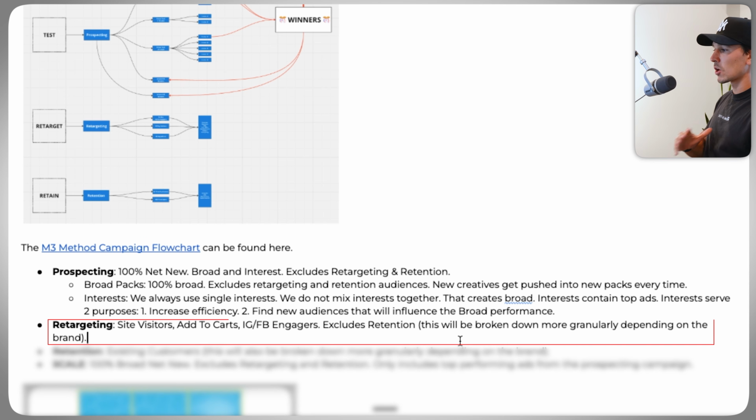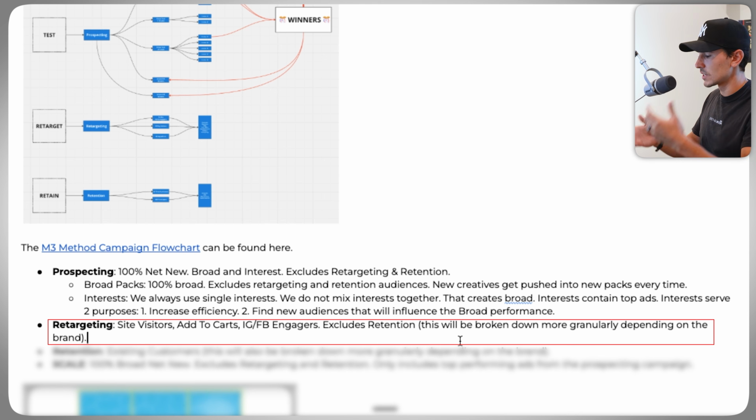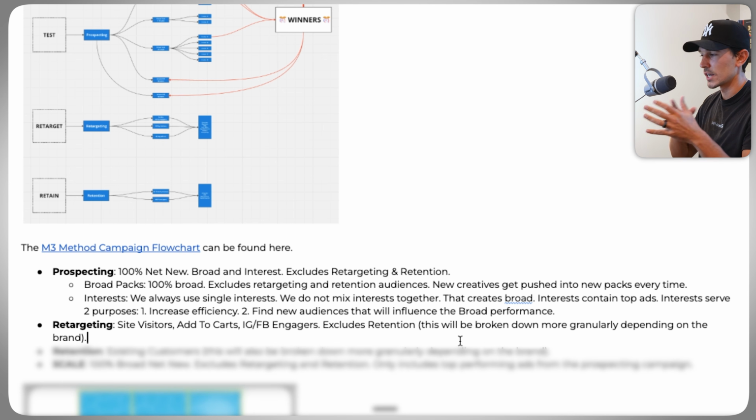The next piece after our prospecting campaign is our retargeting setup. Now, generally speaking, retargeting is going to consist of site visitors, add to carts, Instagram and Facebook engagers, and we're excluding all of retention. There's a lot of ways you can break this down. This is brand per brand. There might be brands that are 90-day add to carts versus 180-day add to carts versus 14-day add to carts. The point here is that you're hitting your site visitors, your add to carts, and your engagers.